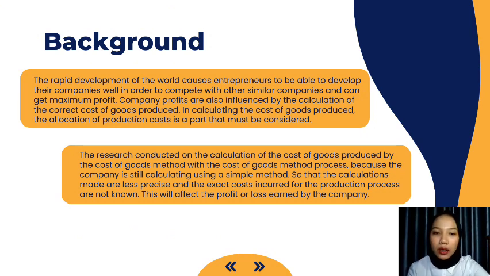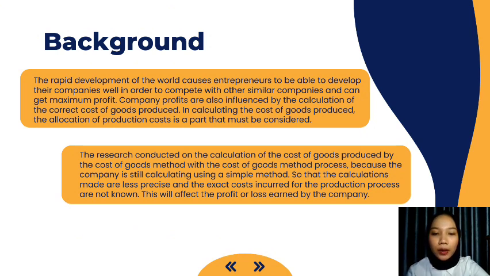Production costs are intended to obtain higher economic value of products. Therefore, companies need precise information about the elements of production cost to be used as the basis for allocating the cost of goods manufactured. If the calculation of the cost of goods manufactured is too high, this can affect the selling price of the product so that it can result in a decrease in product sales because it is less able to compete with similar products in the market.